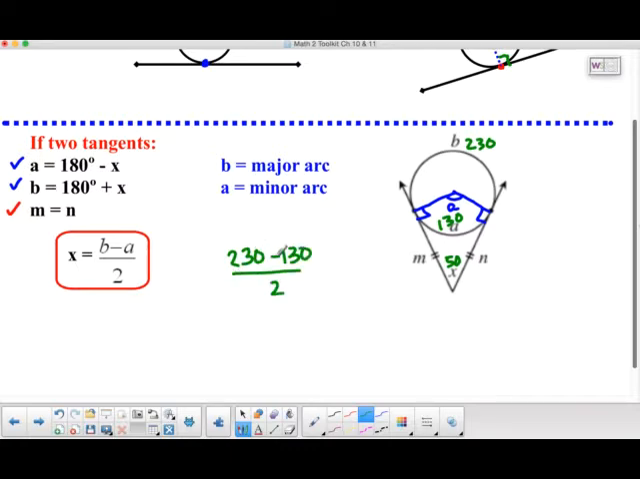Well, what's 230 minus 130? Well, that's 100. And what's 100 divided by 2? Well, that's 50. All right, so this is another thing that's true. So if you knew the arcs, but not what this angle is out here with the two tangents, you can also work backwards and take the major minus the minor and then take that difference and divide by 2. So that's what you need to know about tangents and circles.